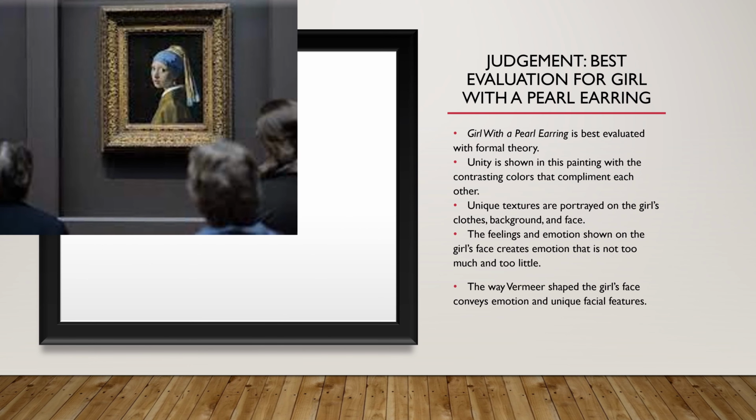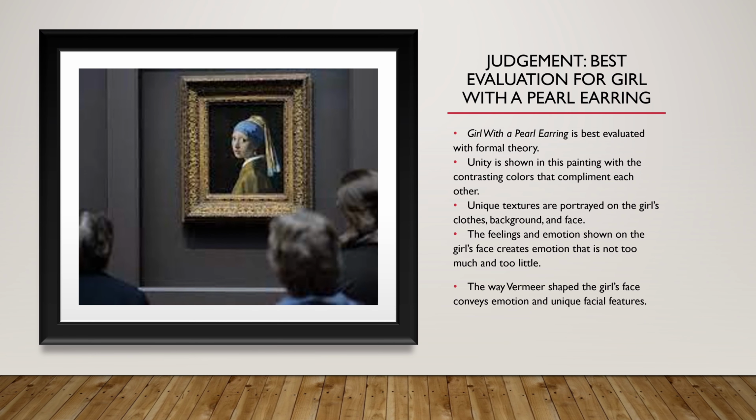In my opinion, I believe that the best evaluation for the Girl with a Pearl Earring painting is formal theory, because this painting shows unity with the utilization of light and dark colors to create contrast. Additionally, there are unique textures that are being portrayed on the girl's clothes, background, and face. Also, the feelings that are painted show enough emotion, and the way the artist shapes the girl conveys emotion and unique facial features.